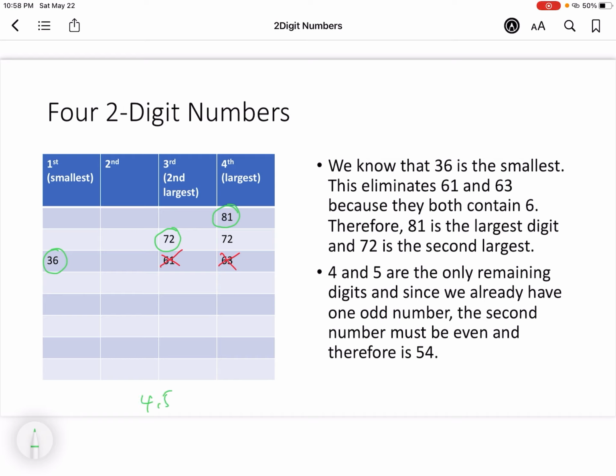4 and 5. So, we have 36. We have blank. We have 72. And we have 81. Dalawa lang naman yun, di ba? 54 at saka 45. Hindi pwedeng 45 kasi may odd number na tayo. So, 54 na ito. So, the 4 numbers are 36, 54, 72, and 81.